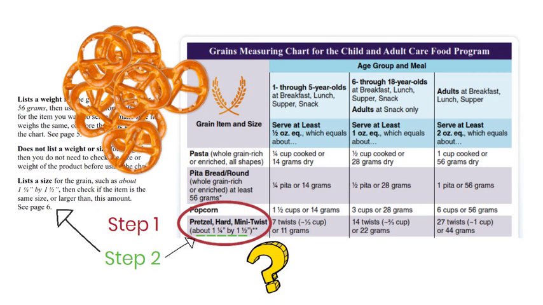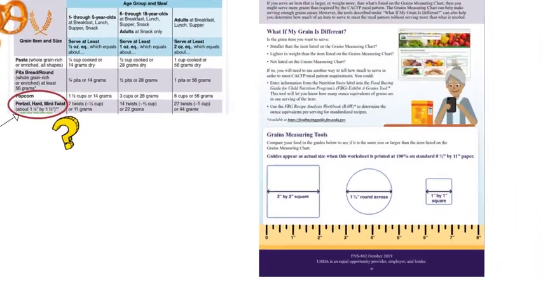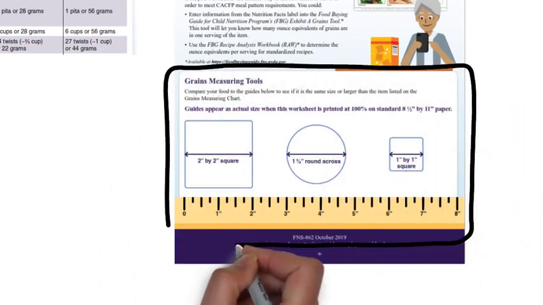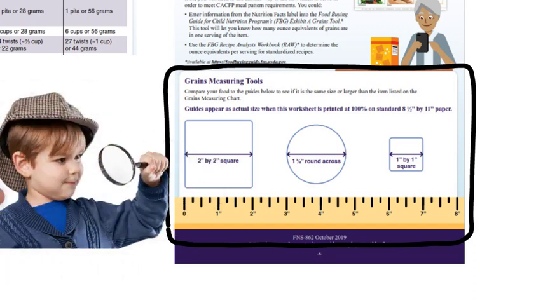Page 6 of the worksheet provides more information about measuring and sizes, so let's take a look at page 6 now. The bottom of page 6 has a section called Grains Measuring Tools that you can use to see if your item is the same size or larger than what's listed on the grains measuring chart. You will see that there are some shapes for common sizes of crackers and other grains, such as circles and squares, as well as a ruler at the bottom.